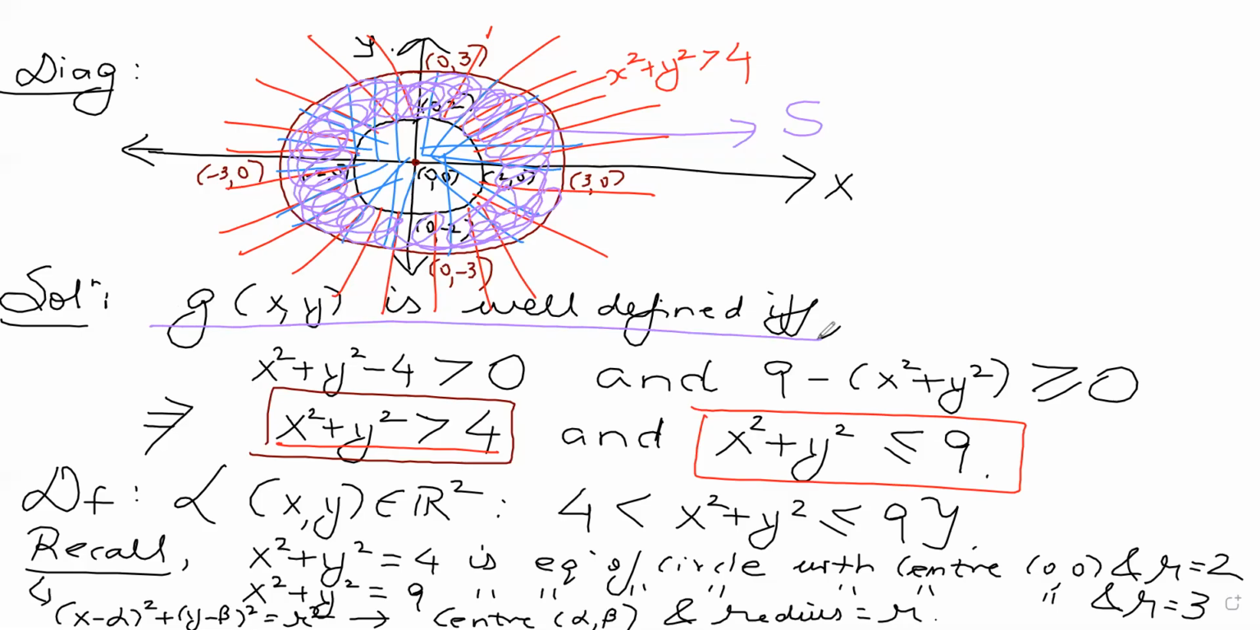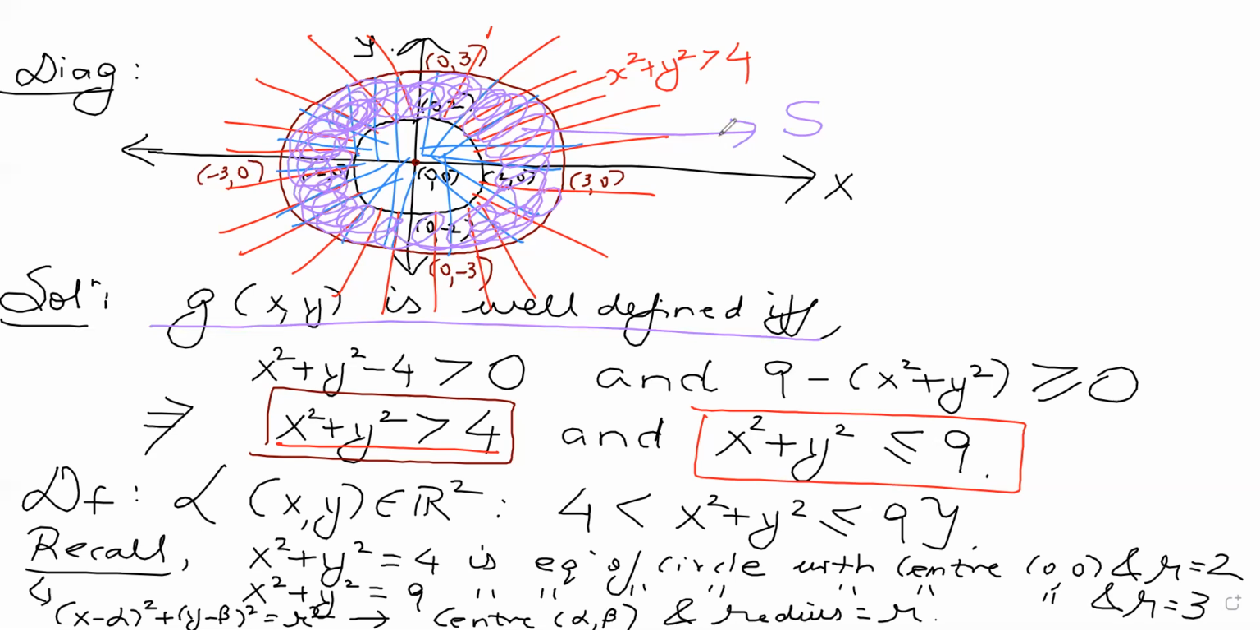Okay, so the shading is something which you have learned in solving inequalities. X square plus y square greater than 4 will be the area outside the boundary of the smaller circle. X square plus y square less than or equal to 9 will be the shading towards the origin from the bigger circle. The overlapping portion is nothing but the purple portion, which is my set S for this question.